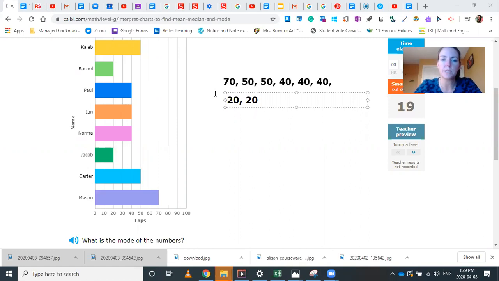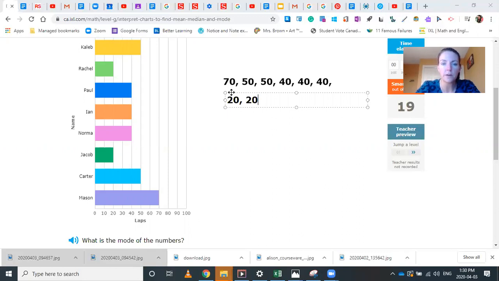Again, double check you've got them all. 1, 2, 3, 4, 5, 6, 7, 8 numbers. And we've got 1, 2, 3, 4, 5, 6, 7, 8 students. So that way we know that we have got all of their data in the list and we're not missing anybody. So now we're looking again, look at the question, what is the mode of the numbers?